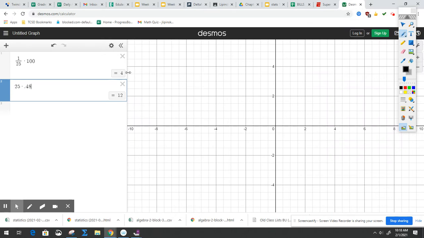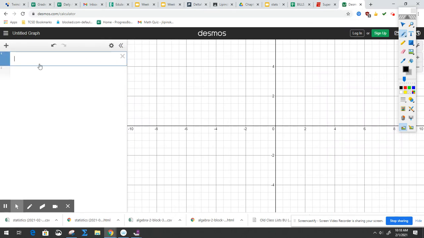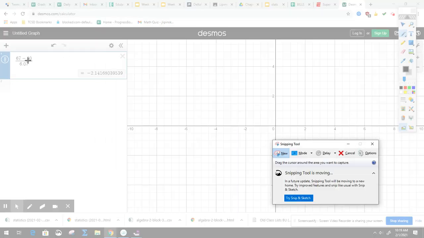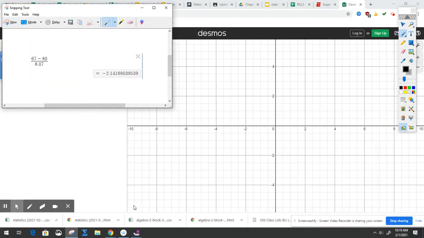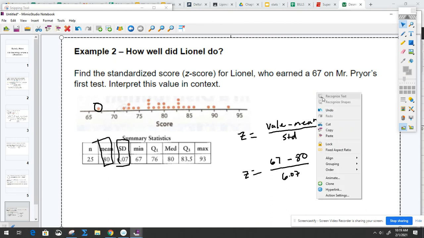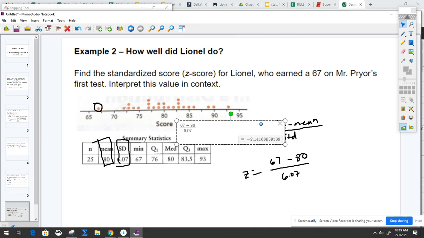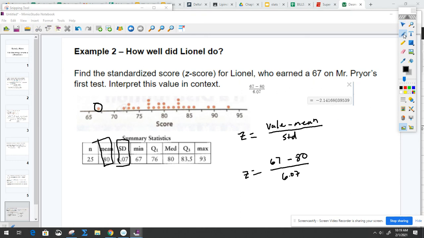So when we go into Desmos, we can enter that in. If you hit the fraction bar first, it'll bring the fraction up for you. So 67 minus 80, and we're going to divide that by 6.07. Now, very important here, we need to make sure that we round to 3 decimal places. I'm just going to copy and paste this so we can talk about this on this slide here. Every single time, and I should write this down, the Z score is always rounded to 3 places.